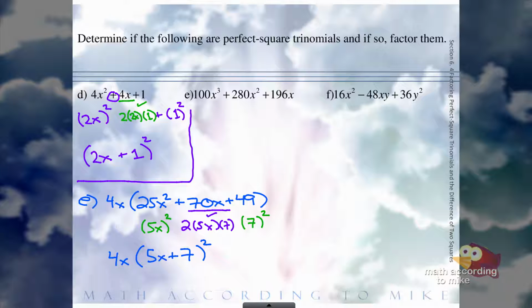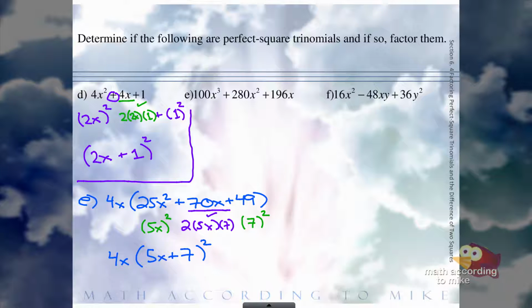If you did not know this format, what you then have to do is figure out what a times c is. So 25 times 49 is 1,225. And then you get the added bonus of finding out the factors of 1,225 that add up to 70. Gah! I don't want to do that. But if you know your format for your perfect square, it saves you a lot of time.